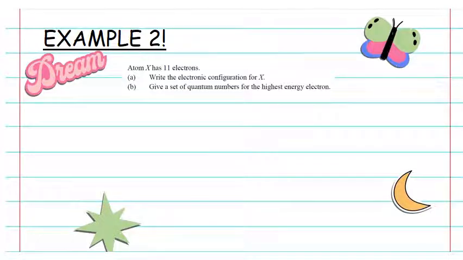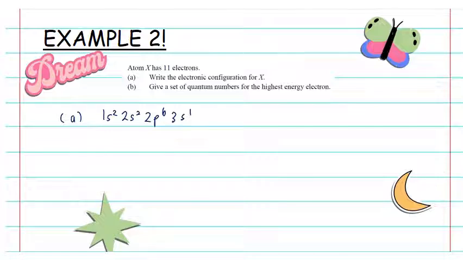So, for example 2, atom X has 11 electrons. Write the electronic configuration for X. So, bila soalan minta electronic configurations, dia tak sebut pun orbital diagram. So, I prefer SPDF notations. Therefore, kita tulis dia punya electronic configuration 1s2, 2s2, 2p6, 3s1.